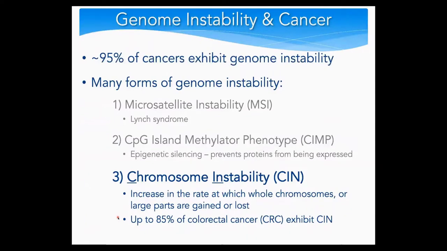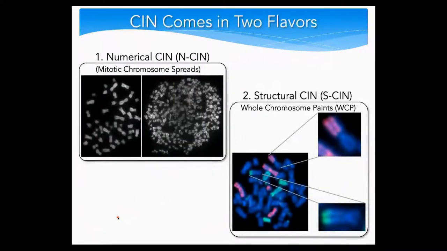CIN is arguably best understood in colorectal cancer context, where up to 85% of all colorectal cancers exhibit CIN. CIN generally comes in two flavor formats. Shown on the top left is numerical CIN, where basically we can silence one of our favorite CIN genes and convert a karyotypically stable normal diploid cell into something that has massive increases in chromosome numbers. The other type is structural CIN, or S-CIN, and this really refers to gross chromosomal rearrangements. So here we're using whole chromosome paints that should paint the entirety of these two chromosomes either red and green respectively, but you can see some sort of translocation event has occurred.